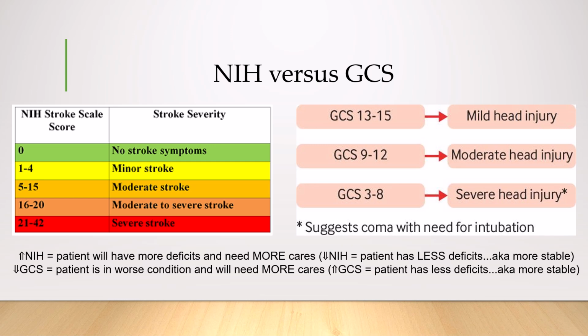So if they're over 21 points, it's severe. 16 to 20, it's moderate to severe. 5 to 15, moderate. 1 to 4, minor stroke. Possibly 1 to 4 for a minor stroke could also be a TIA. And again, if that resolves, we know it's a TIA and it's probably not going to show up on a CT scan. And a 0, no stroke symptoms, we are clear. Then you have the GCS. And again, the lower the number, the more severe the injury.